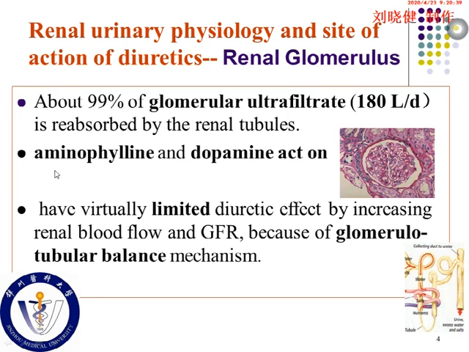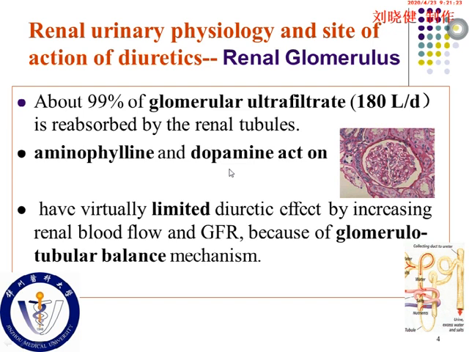Some drugs, such as aminophylline and dopamine, acting on the glomerulus, have virtually limited diuretic effect by increasing renal blood flow and glomerular filtration rate because of the glomerular tubular balance mechanism. Aminophylline is usually used to treat asthma. You don't study it now, but you have studied dopamine. Do you still remember this?